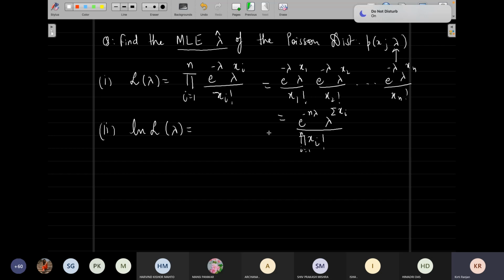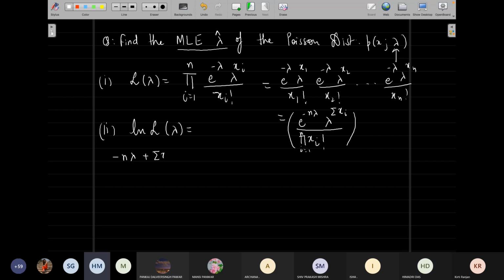If you take the log of this whole quantity, the log of the first term gives minus n lambda, then plus summation xi times log of lambda, minus the summation of log of xi factorial.